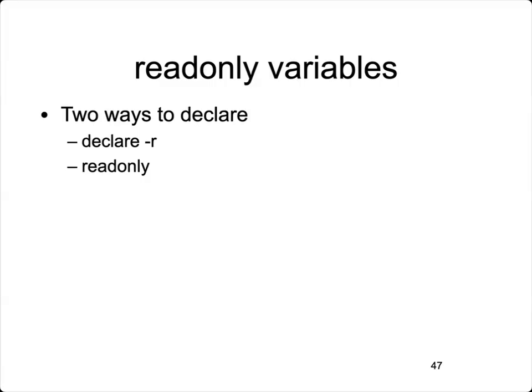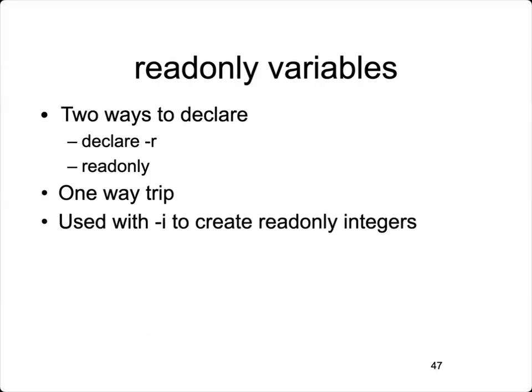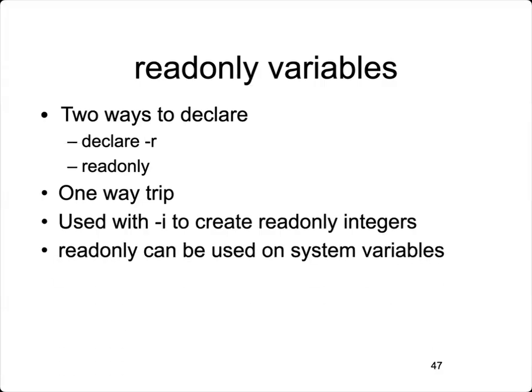So let's say you do a bunch of calculations. Now you've got your variable set. Now you would do read only. So the read only keyword is pretty handy because you can manipulate your variable, and then before you exit your method or function, you can set it to be read only. Now, obviously, it's a one-way trip. If it wasn't a one-way trip, well, it wouldn't really be read only. And you can use it with -i to create read-only integers. And read only can be used on system variables.